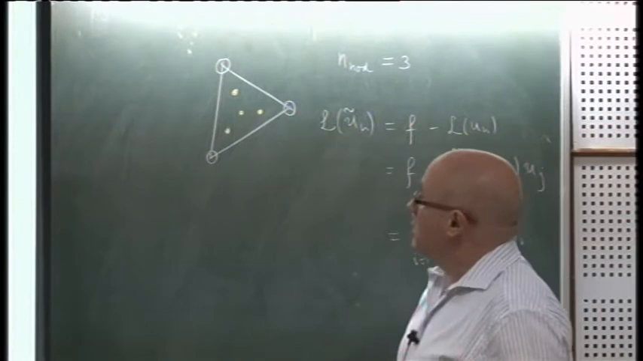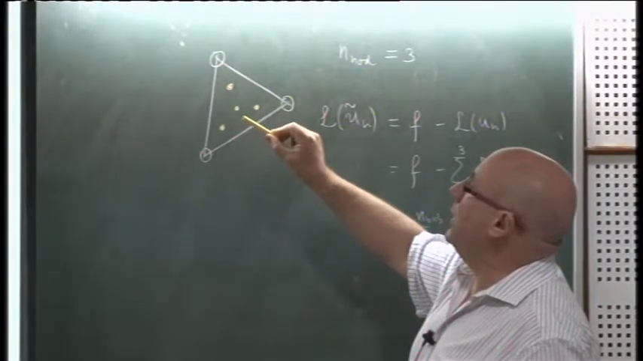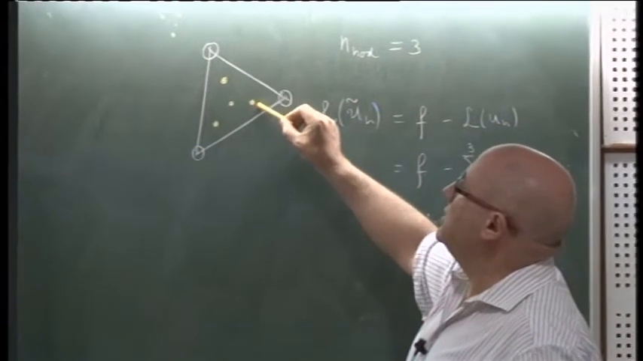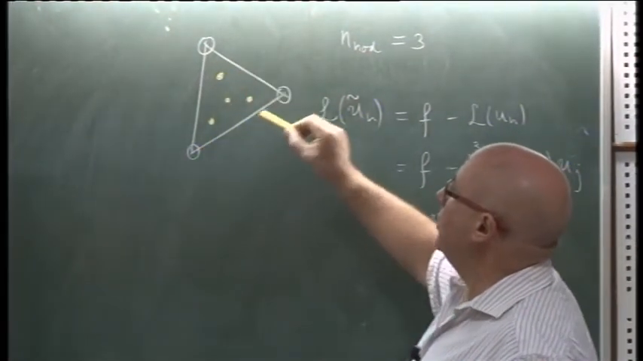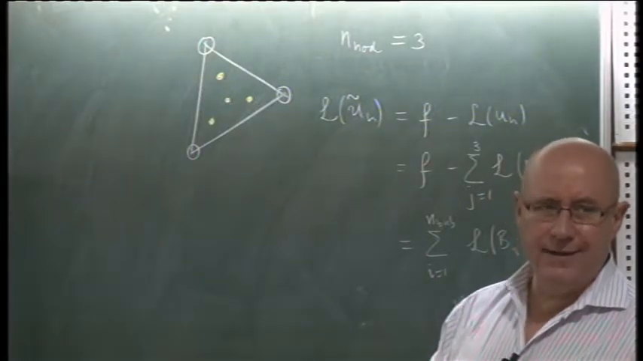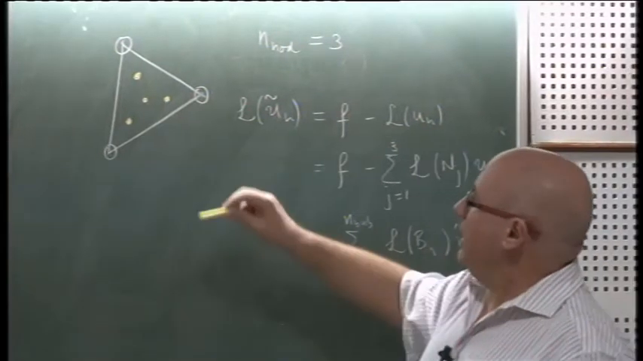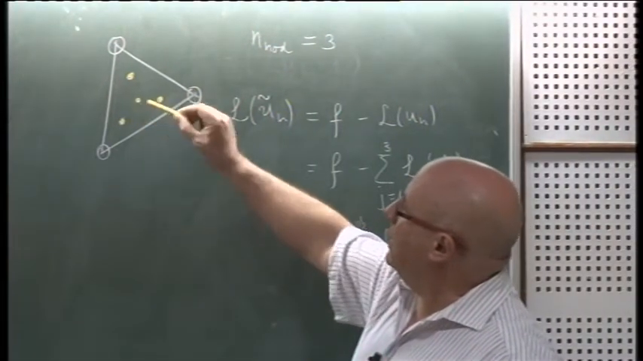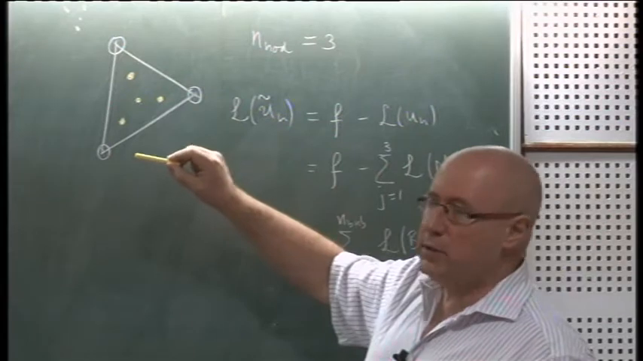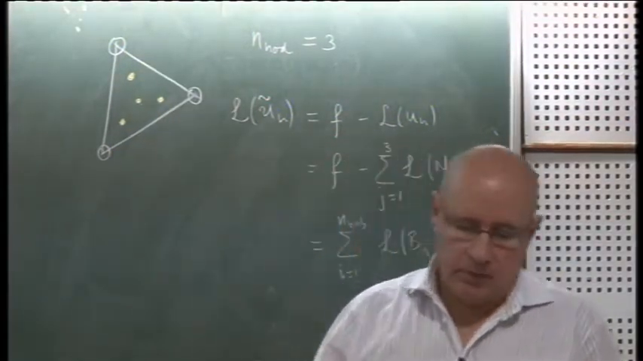So what I'm plotting, for example, a bubble would be a function that takes the value 1 here, the value 0 at these 3 points, and 0 on the edges, of course, of the element. That would be a bubble. So it's not an easy bubble, you see. It's not that nice bubble that we saw before. So it's not that easy to construct that bubble, but it's feasible.